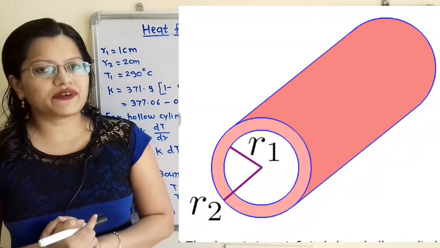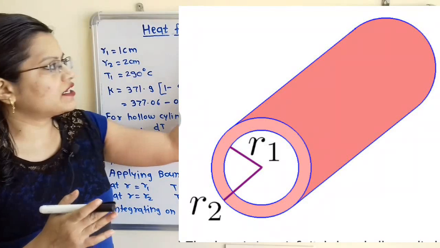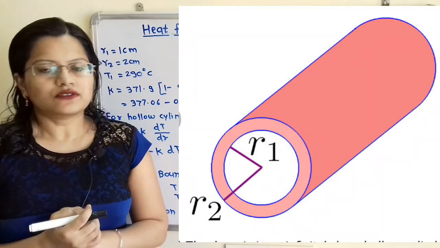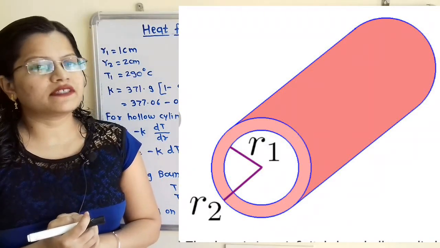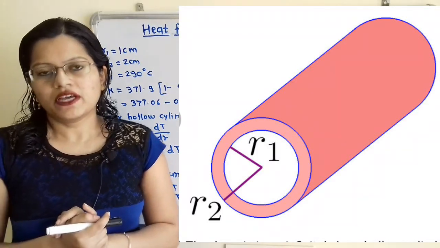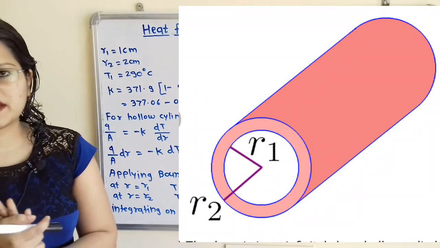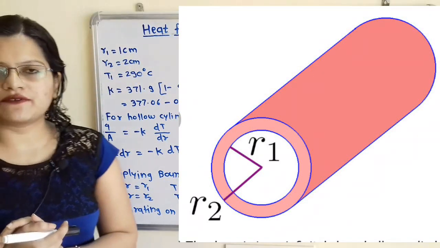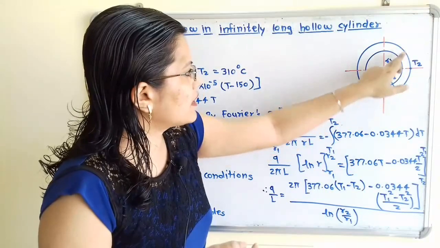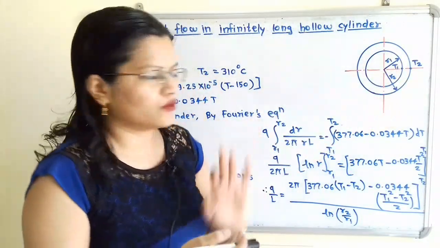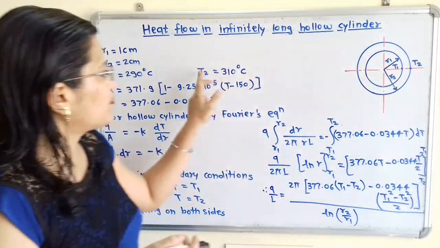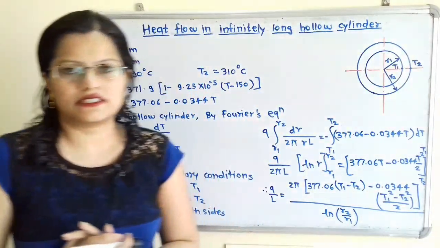If we observe the given question, this is the case of an infinitely long hollow cylinder. That means the length of the cylinder is infinite, so we will consider heat flow taking place only along the thickness. We will first draw the diagram as per the given data. Inner radius R1 is 1 cm and outer radius R2 is 2 cm. This is the inside radius R1 and this is the outside radius R2. Temperature T1 is 290 degrees Celsius and temperature T2 is 310 degrees Celsius.